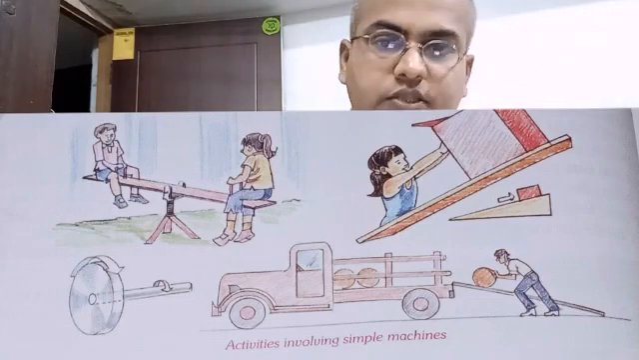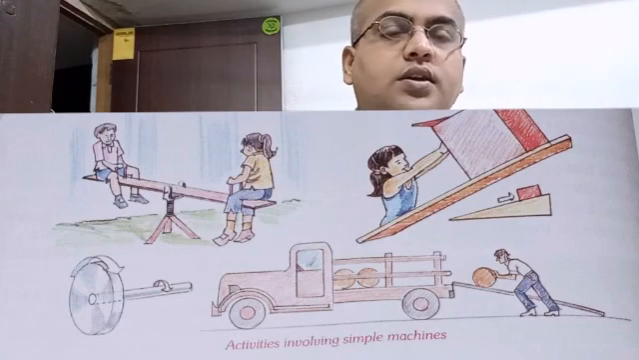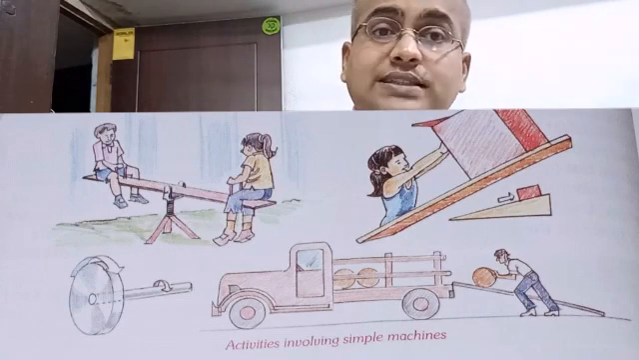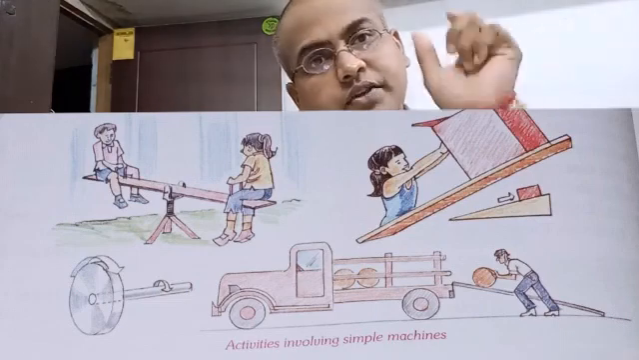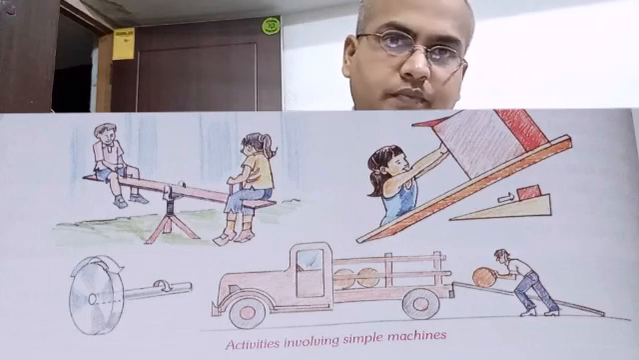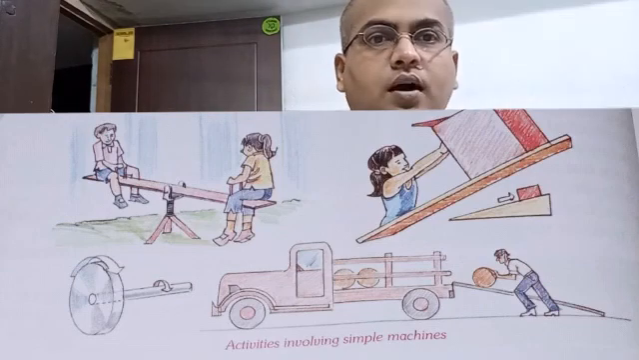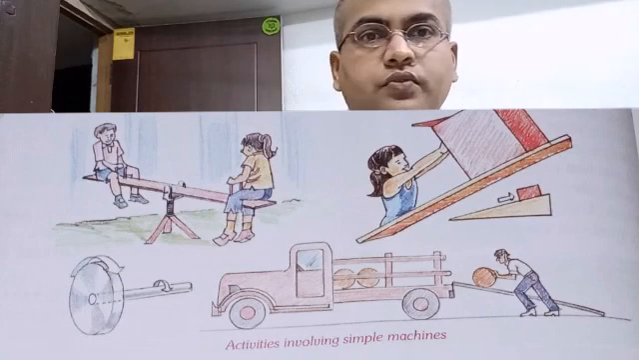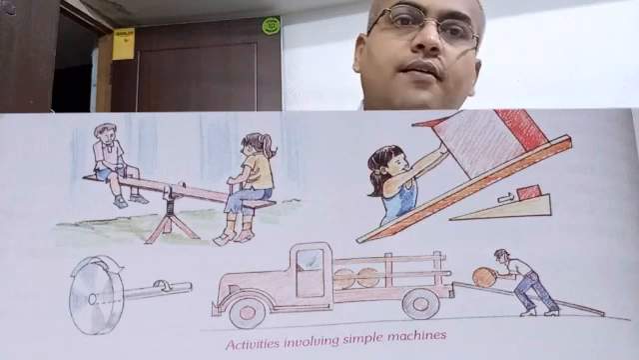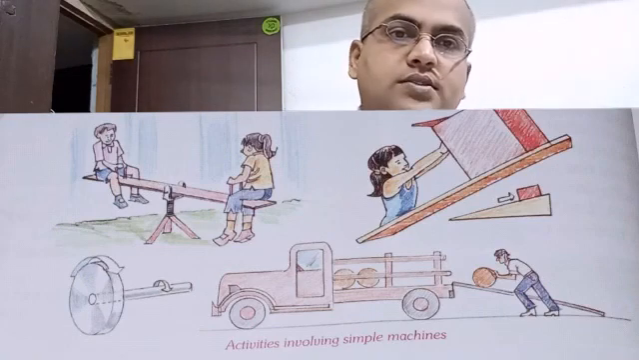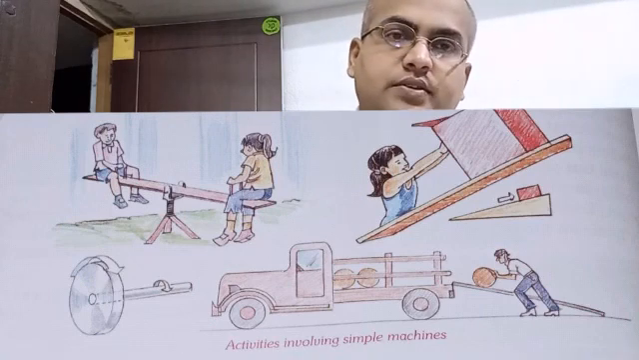Today we are going to discuss lever. So what is a lever? A lever is a rod that is free to move on a fixed point, and that fixed point is called the fulcrum. So a lever is a rigid rod or a bar which can move about a fixed point, that is called a fulcrum. Okay class, so here this is called a lever.